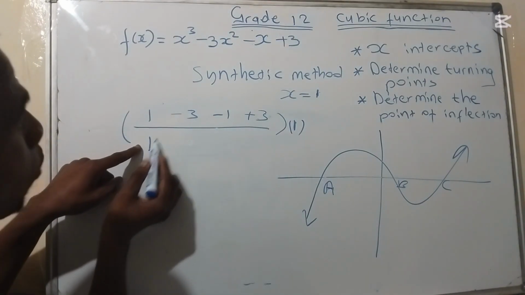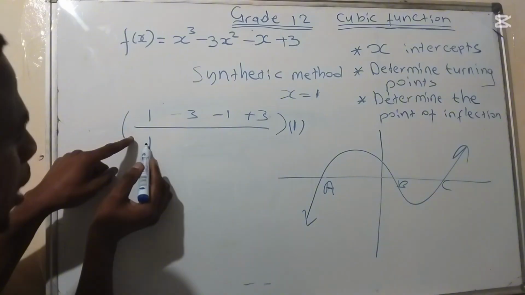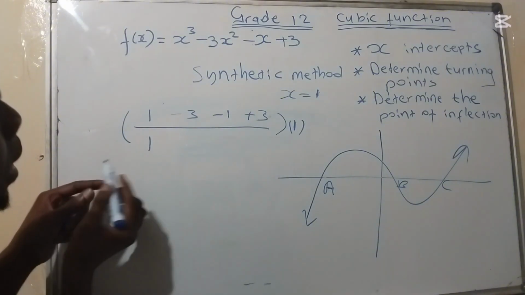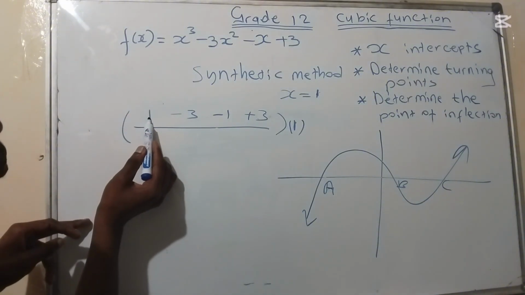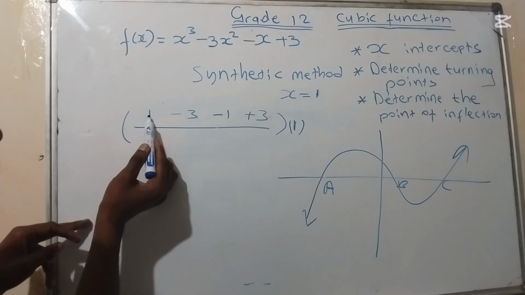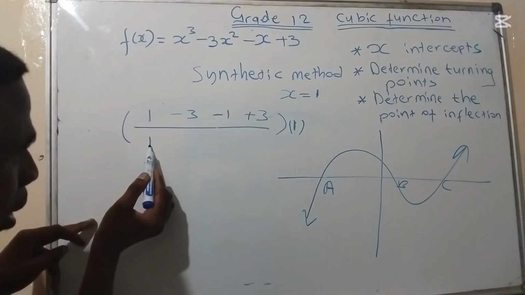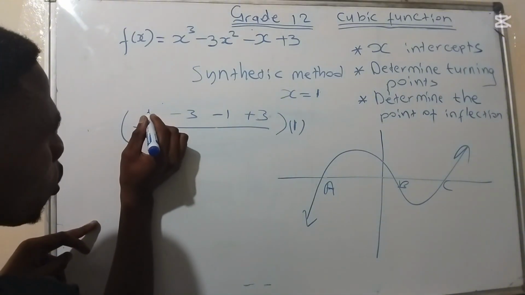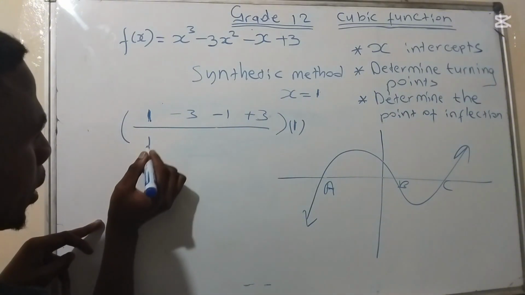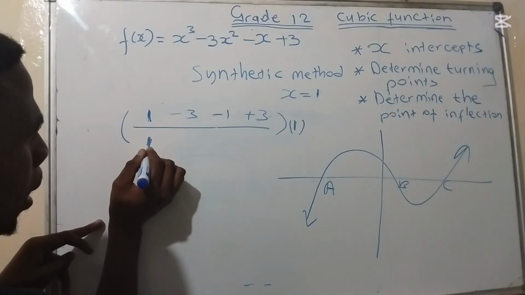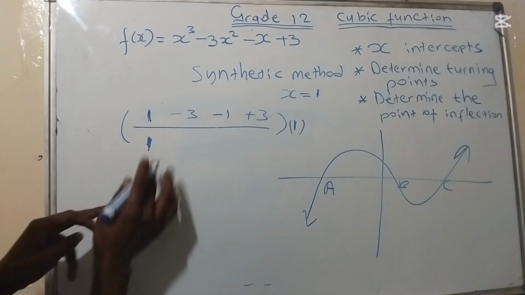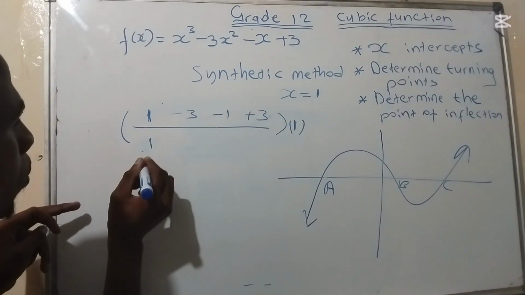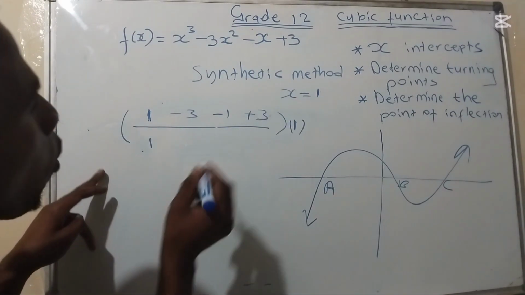This coefficient of x cubed, which is this one, must correspond to this one, right? This is the coefficient of x cubed. Even this one is also the coefficient of x cubed. So they must correspond. This one must be placed here, right? We have 1 here.